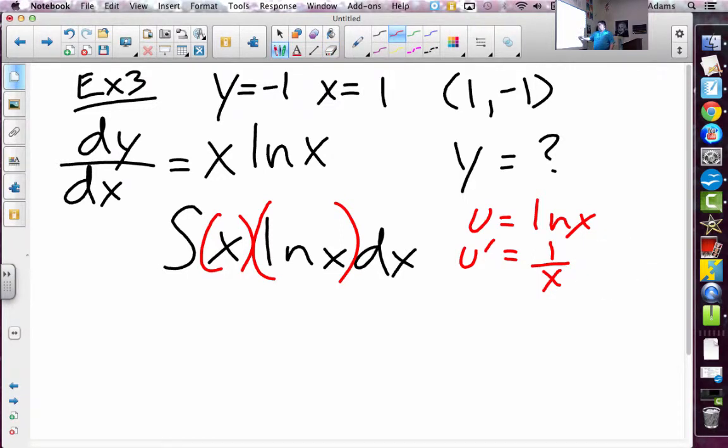So now the next thing is dv would have to be x, and that means that v would have to be, is it x squared over 2? Yes. Right? How good do you feel about doing those little simple antiderivatives with the power rule backwards?